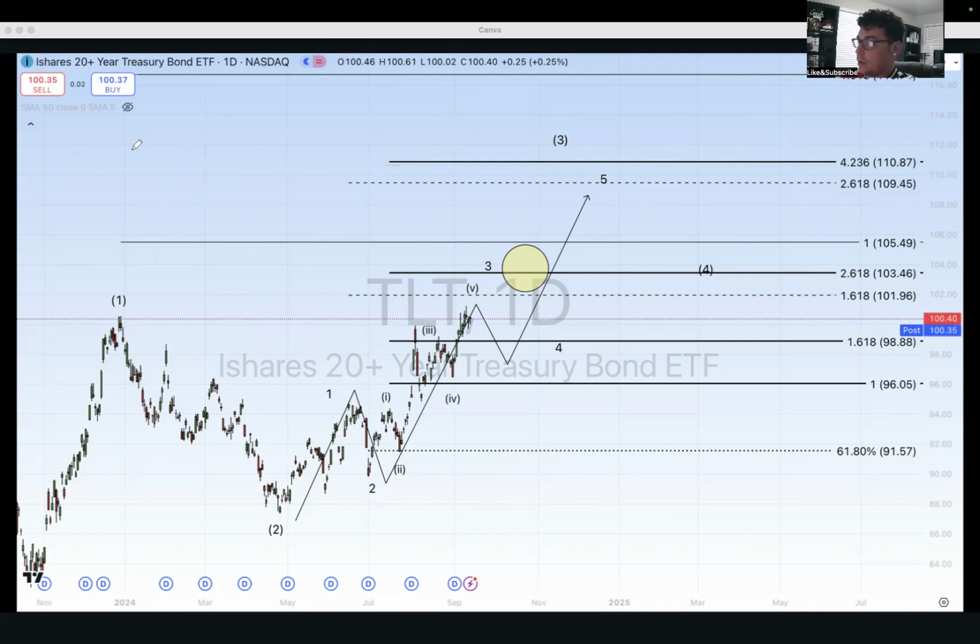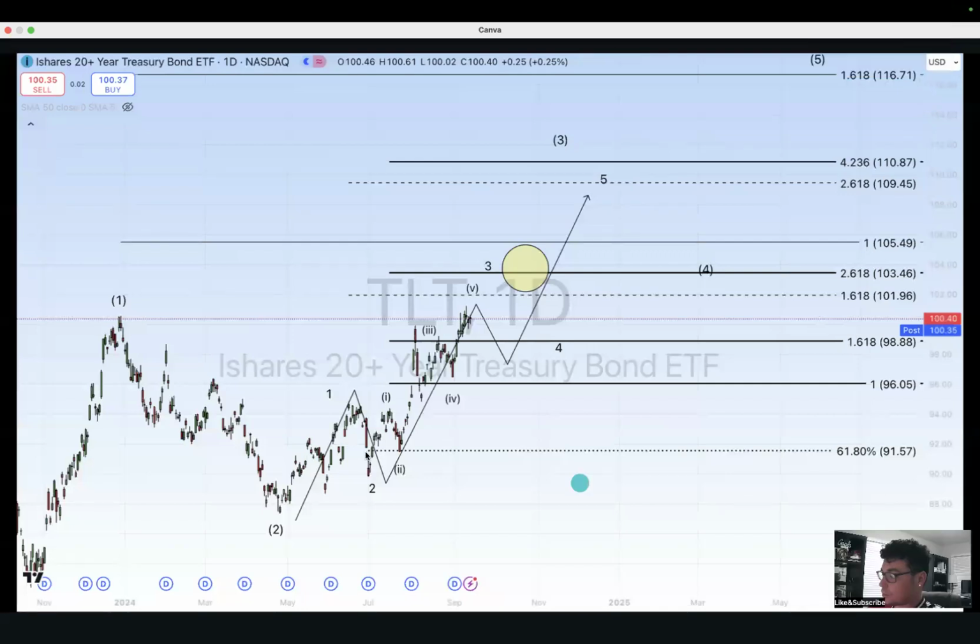You have 3-wave corrections and you have 5-wave impulsive moves. So, if we move my head out the way a little bit here so you can see wave 5. All right, this is our larger cycle that we're currently in. Wave 1 up, 2 down, and then 3 up, 4 down, 5. Okay, this is the larger cycle right here.